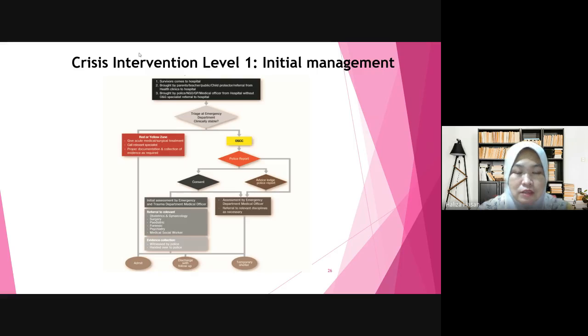This is if the victim wants to lodge a police report. If not, then it is settled like that. But the victim, we still do the assessment. If they need to be admitted, then we admit to the ward, and then discharge and follow up.